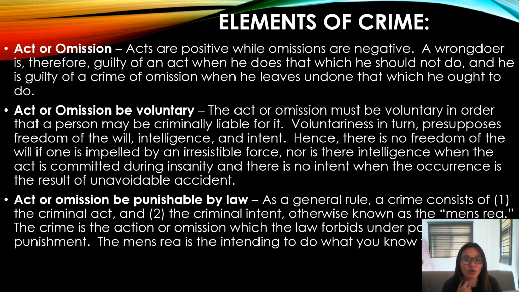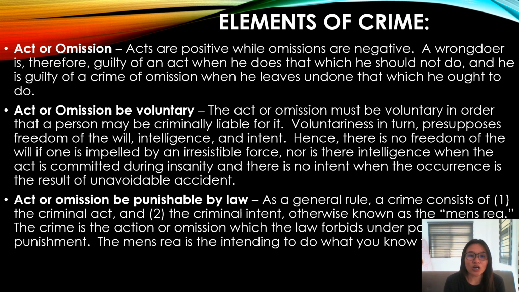Okay? So, yan po yung act or omission. The act is the positive and the negative is the omission. Act or omission be voluntary. The act or omission must be voluntary in order that a person may be criminally liable for it. Voluntariness in turn presupposes freedom of the will, intelligence, and intent. Hence, there is no freedom of the will if one is impelled by an irresistible force, nor is there intelligence when the act is committed during insanity. There is no intent when the occurrence is the result of unavoidable incident. So, wala daw intent kung ang nag-occur or ang result is an avoidable accident, or kapag wala ka sa tamang pag-iisip. Okay?